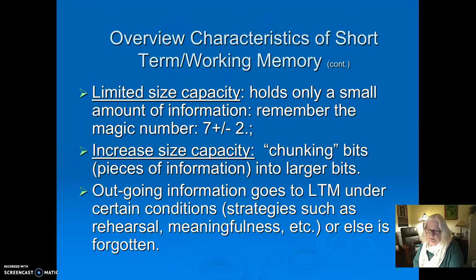So if you think about a phone number, we can go all the way up to 10 bits if you consider the area code. By chunking, we can make it fit 7 plus or minus 2. We chunk the area code by putting parentheses around it. Then we have the prefix. Here at Miami Middletown, it's 513. And then the prefix is 727. And so now we've taken 6 digits and made them into 2. Pretty efficient.